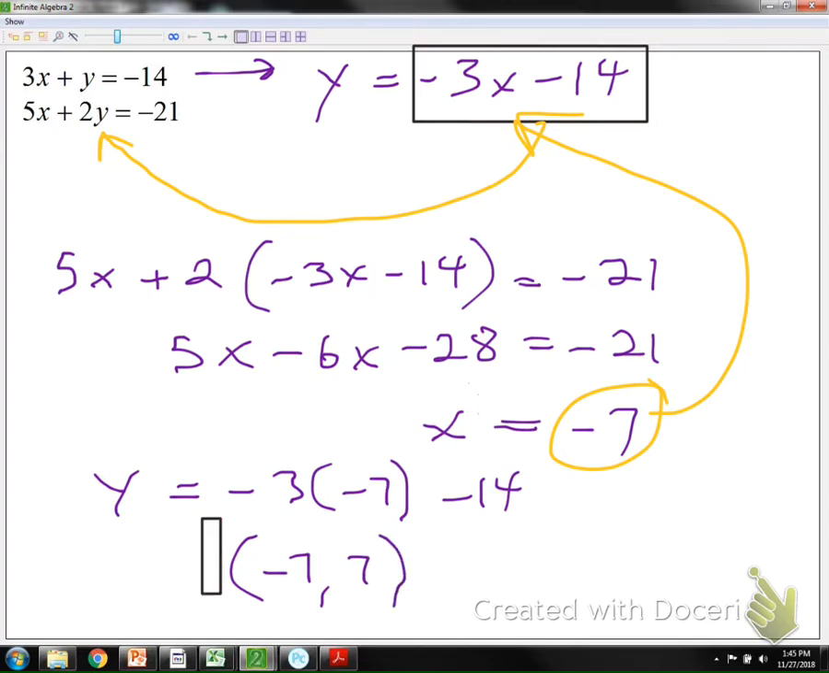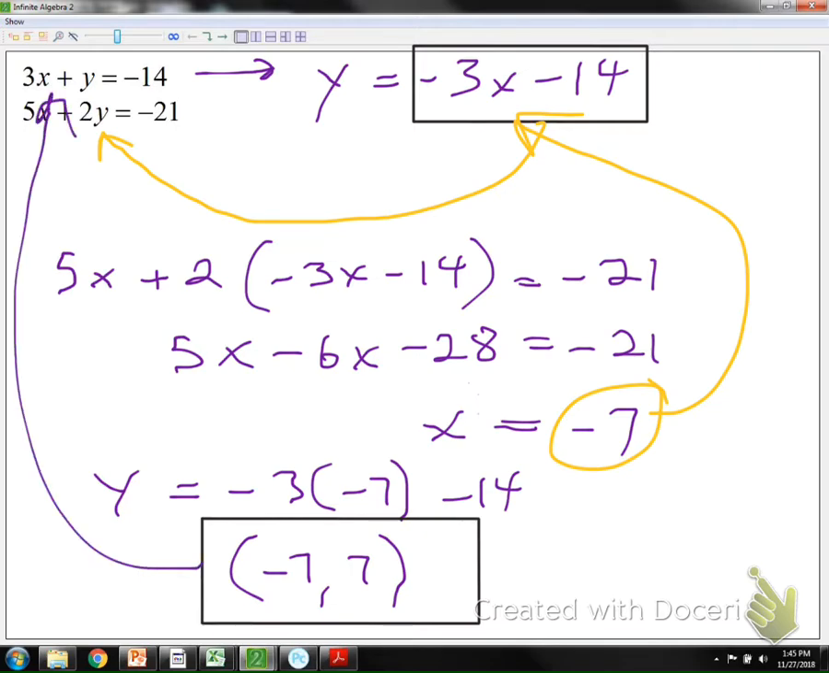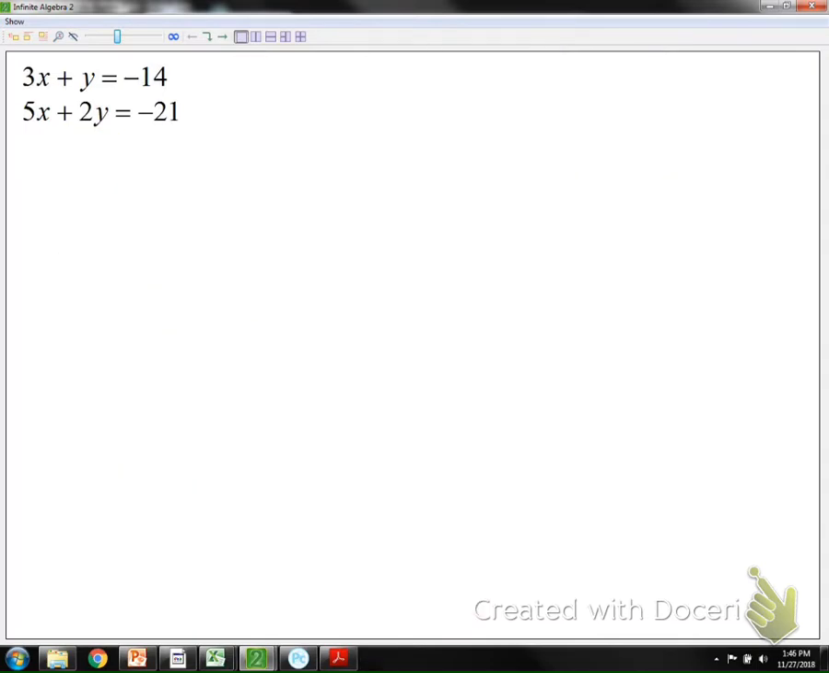Now, it always makes sense to take your solution and plug it back into the original equations to make sure that it works, because you could have made a mistake along the way. We're going to save a little time and not do that, but check your answers to make sure that the answers work in the original equations.